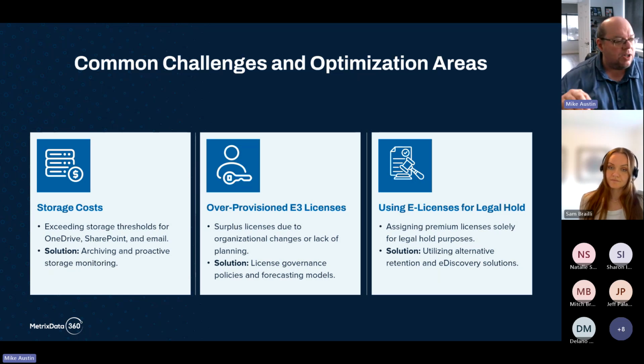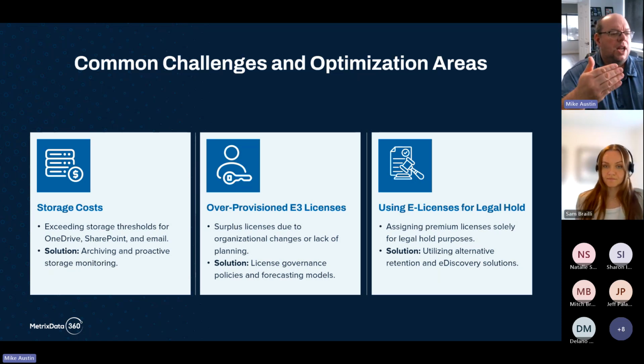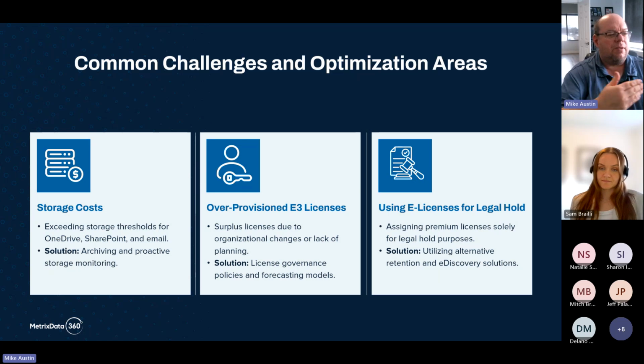And then I hit on this one as well, using E licenses for legal hold. I don't know how many times we see thousands or hundreds of licenses in a tenant on blocked users, and they're there for legal hold. And there are other things that you can do, right? Again, if you had a simple governance process where you could say, this user's leaving, they're in legal hold, and then you automate the process of putting the right licenses on that and having all of that documented properly, you could actually save quite a substantial amount of money in most organizations.